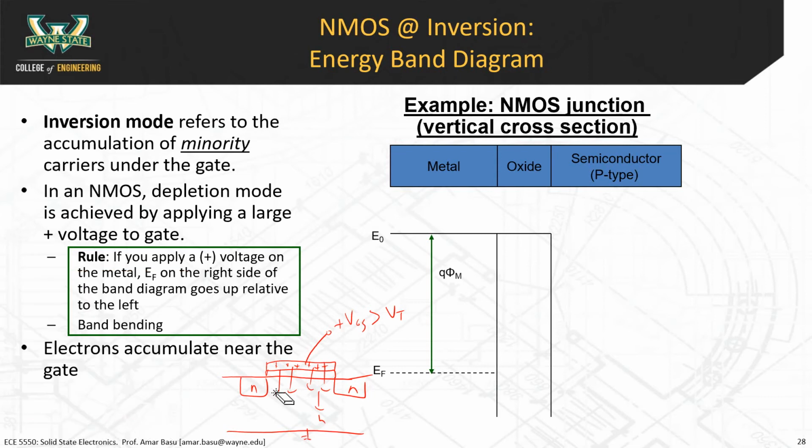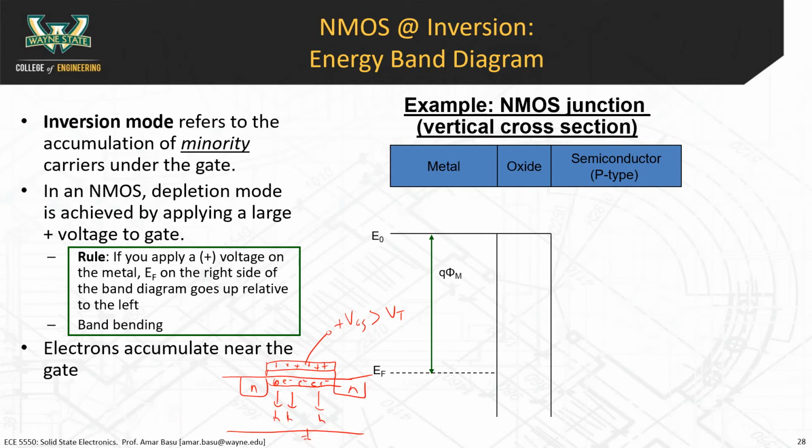Let's erase this. So the holes are getting pushed away. The fact that the holes are getting pushed away means you have a depletion region, but then you also pull in the negatively charged electrons here near the gate. So you've inverted the material. You've created a conductive channel between the source and the drain consisting of these mobile electrons.